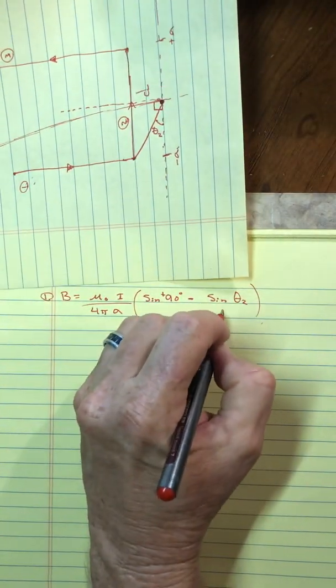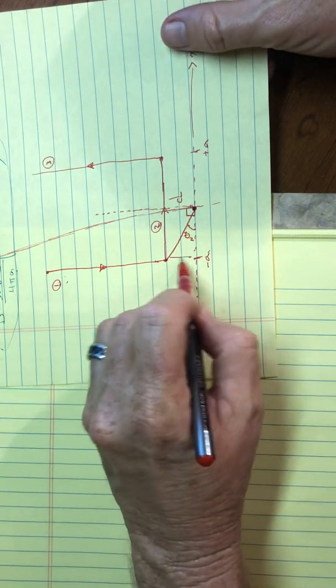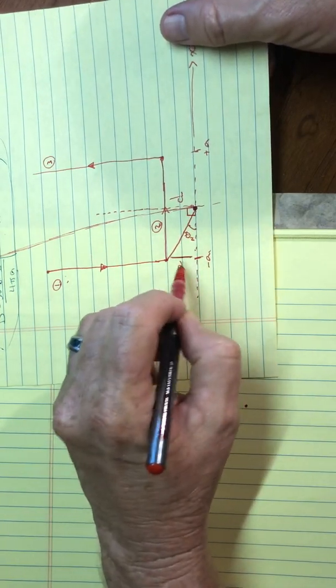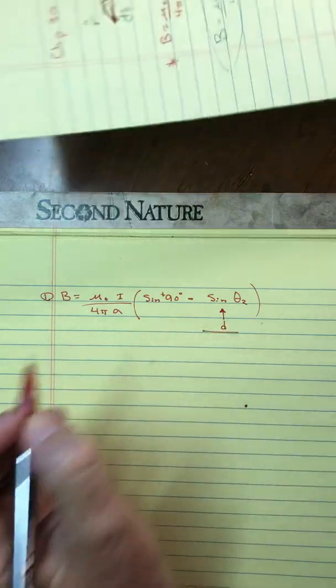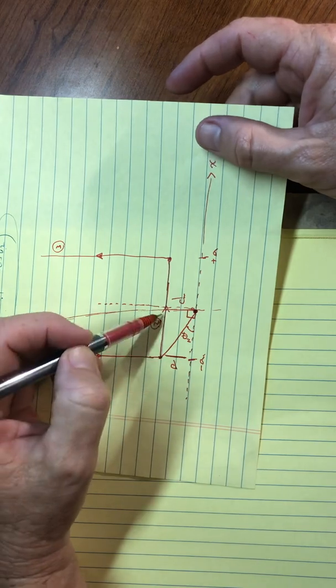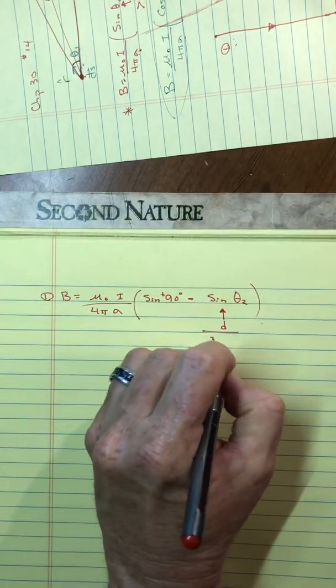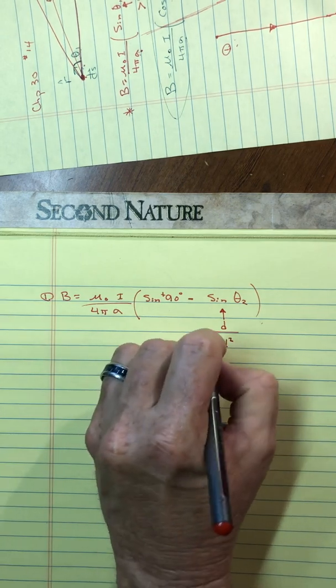And I'll do you one better. Sine is the opposite over the hypotenuse, and so the opposite here is a distance of D. So this would be a D over its hypotenuse, which would be its length here. And so I've got this A and D making a right triangle. So the hypotenuse would be the square root of A squared plus D squared.